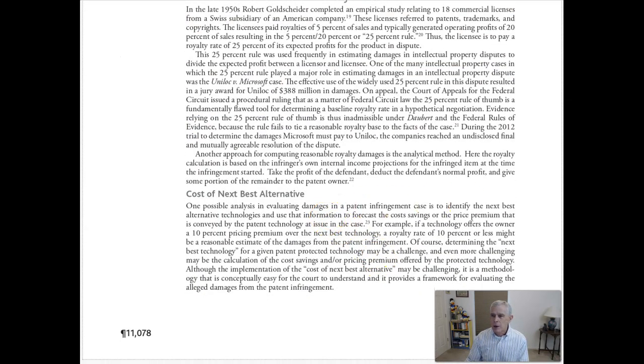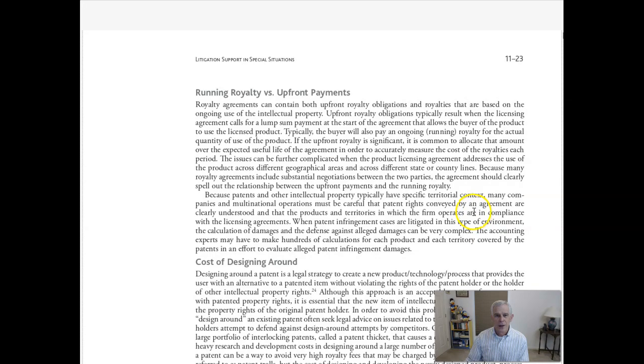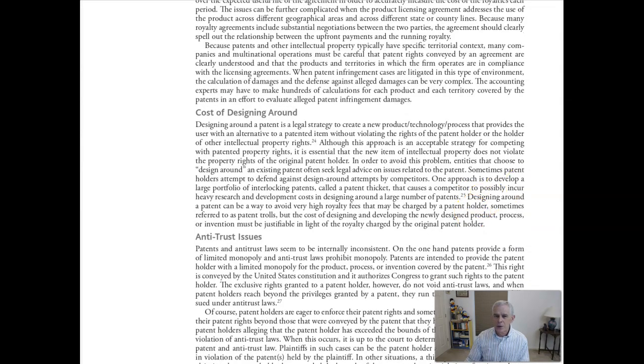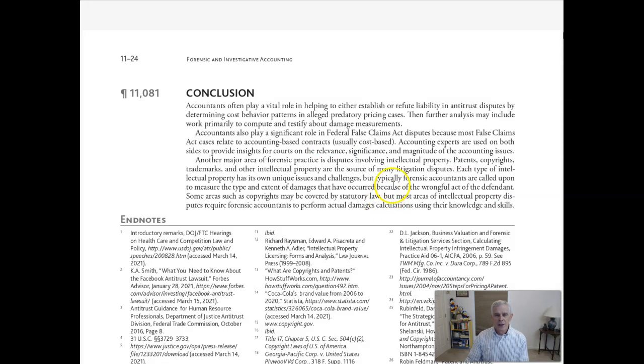A couple more alternatives here. You can read through this, and I'll let you read through this, royalties and so forth. And then that's the end of the chapter. So, some detail in this chapter as well.